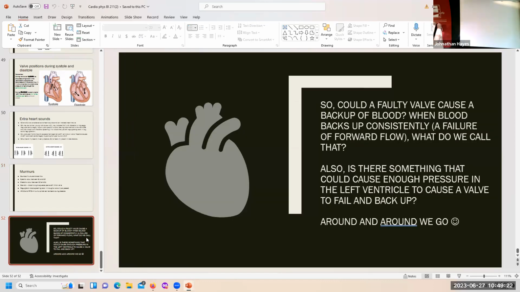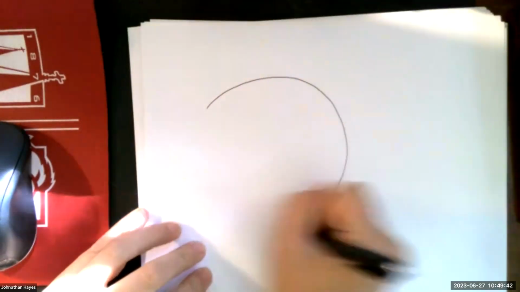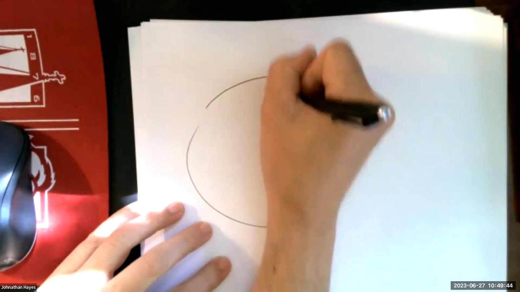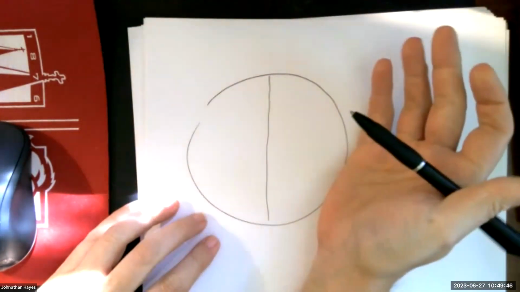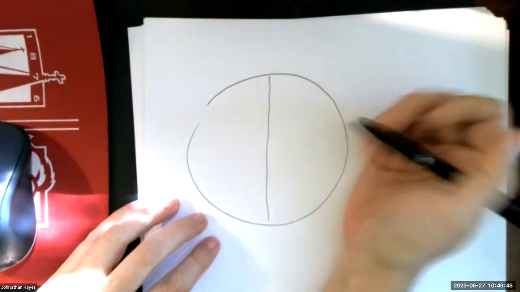Let's see. So little thing, here we go. Could a faulty valve cause a backup of blood? When blood backs up consistently, what do we call that? So believe it or not, you can actually get left-sided heart failure from a faulty valve. So what that question's actually asking is, if I have a faulty valve, one of the mainstays of a valve is that when it closes, it's supposed to prevent backflow.